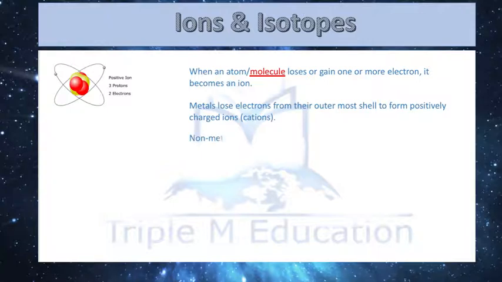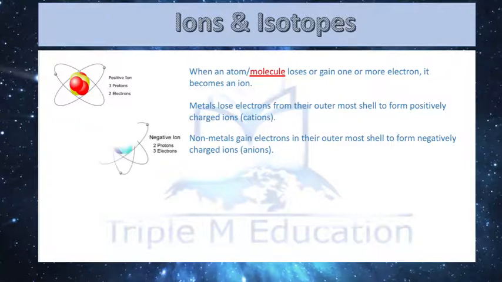Non-metals are elements on our periodic table that gain electrons in their outermost shell to form negatively charged ions called anions. The figure represents a negative ion, and again, as you can see, an imbalance of charges as a result of 2 protons and 3 electrons would result in a -1 charge.